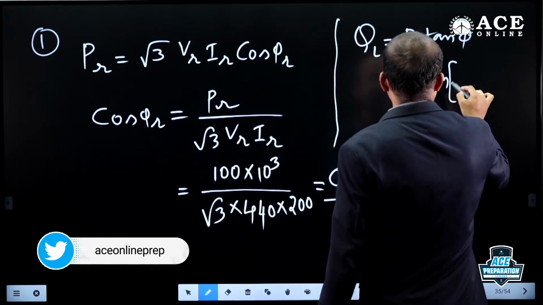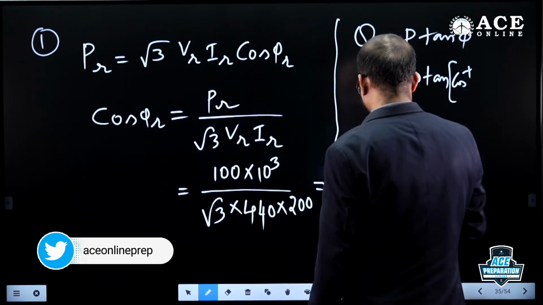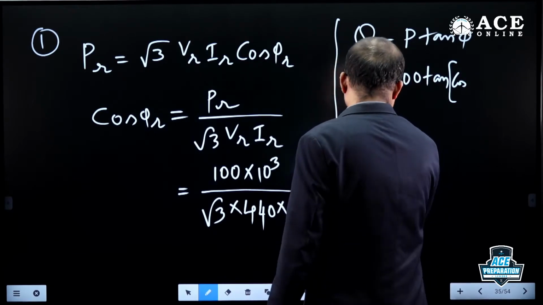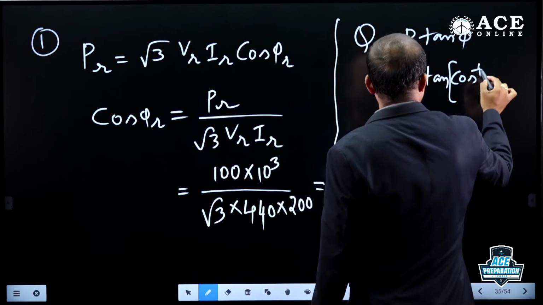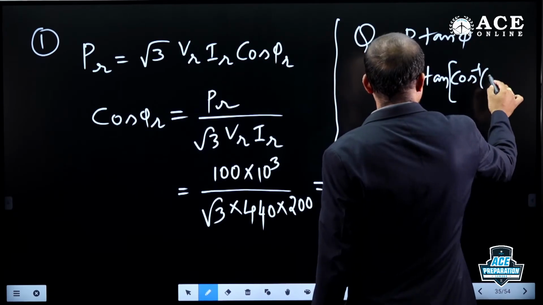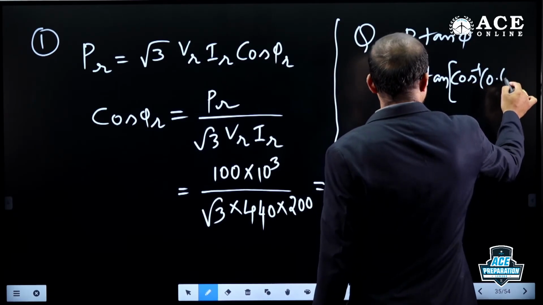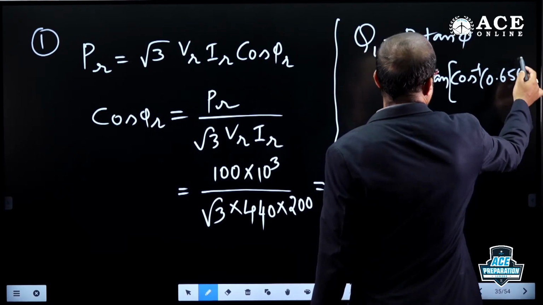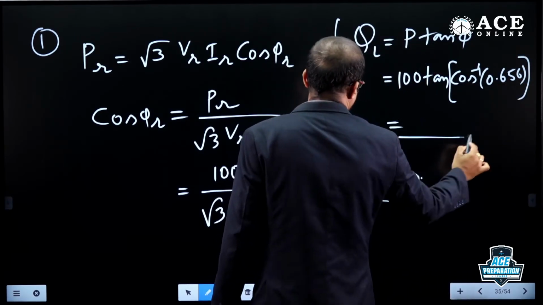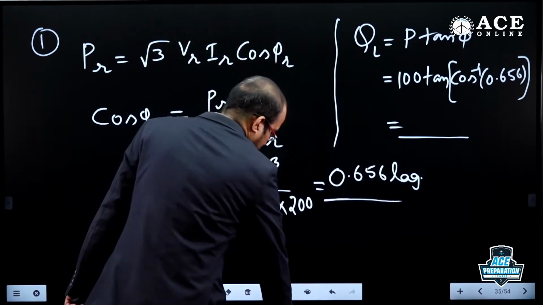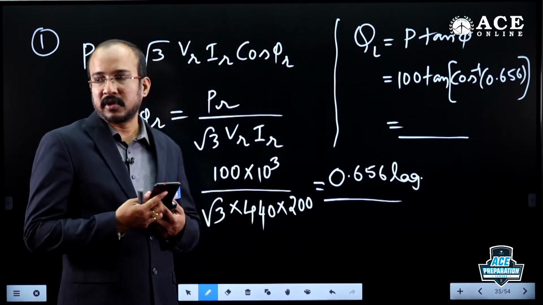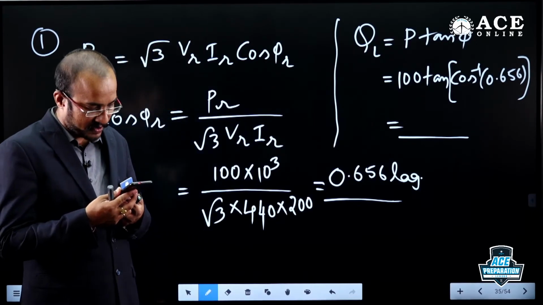tan of cos inverse of the power factor. What is the power factor here? 0.656. That's what you got. So, you will get the value of load reactive power. This is the reactive power drawn by the load. Try to calculate and post the value of QL. What do you get?